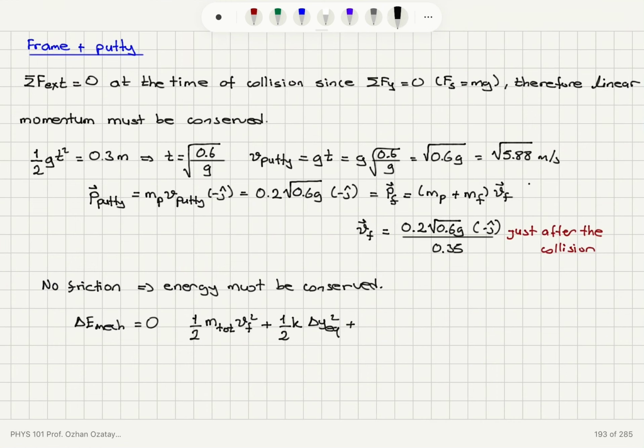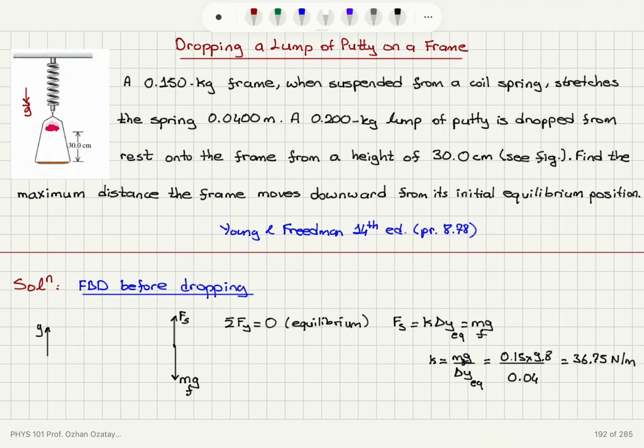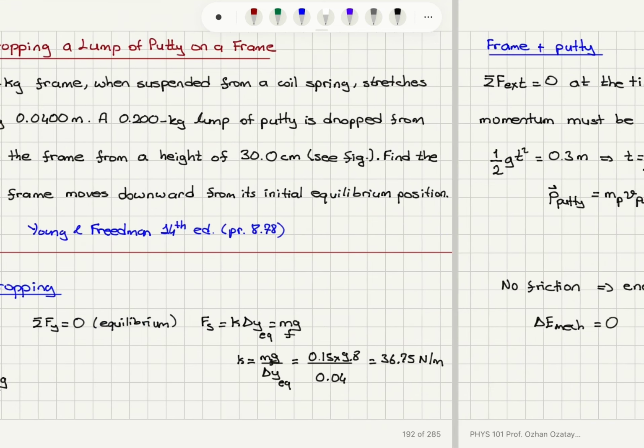plus we have potential energy m total g delta y2, as the system, putty plus the frame, will come down a distance delta y2, which is what we're after. Maximum distance the frame moves downward from its initial equilibrium position, so that's the distance the system will come down.